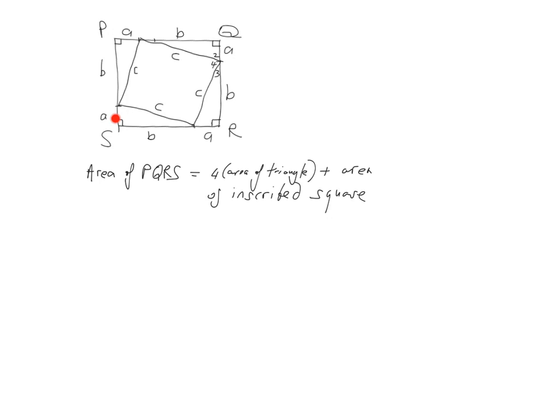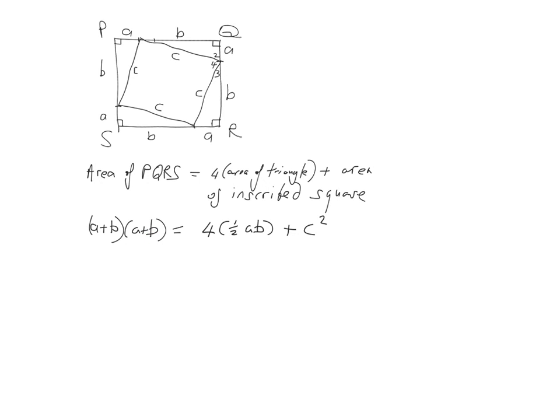Now we're going to try and figure out how we would work this out. Well, A plus B would be the length of the side, and they're all the same, so it's going to be A plus B times A plus B. Remember, the area of a square is the length by the width, so both are the same in the square's case, so it would be A plus B times A plus B.